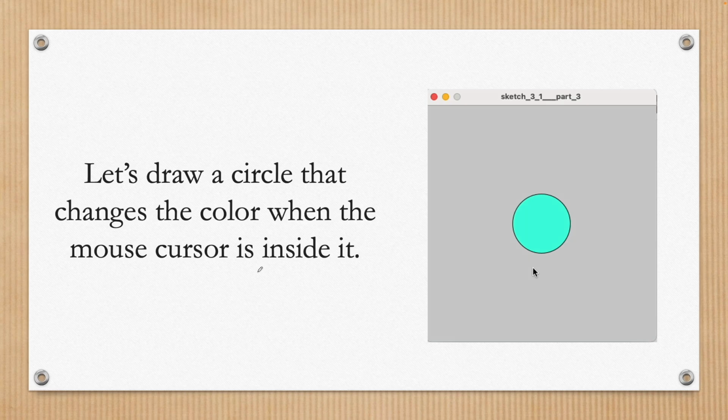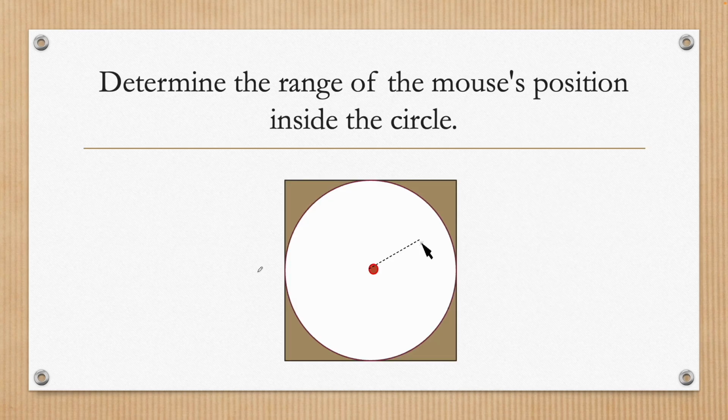Okay, now we're going to be creating something that looks like this. When you hover your mouse inside of the circle, the color changes. Let's take a look at this example one more time. What we need to know is basically the distance between your mouse and the center of the circle. That's what we need to find, because that's how we know that our mouse is inside of a circle.